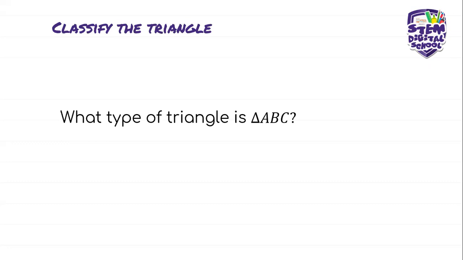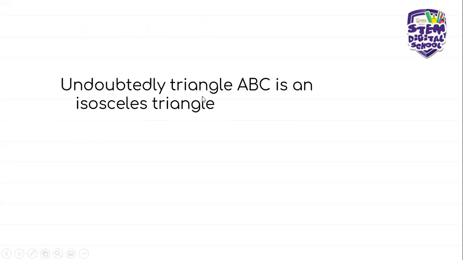Right. We are now proceeding to the next slide. Just to say, yes, undoubtedly, triangle ABC is an isosceles triangle. That is what it is. Triangle ABC is an isosceles triangle. The reason being the two sides are equal.